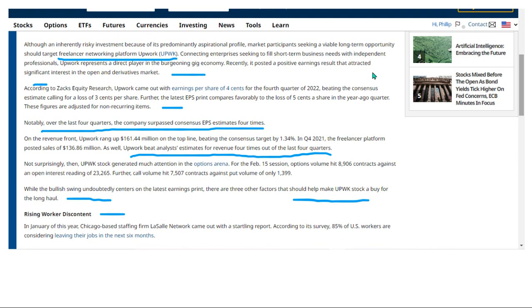So he's making a case that you should buy this stock. I'm going to skip that paragraph. And then finally, while the bullish swing undoubtedly centers on the latest earnings print, there are 3 other factors that should help make Upwork stock a buy for the long haul.